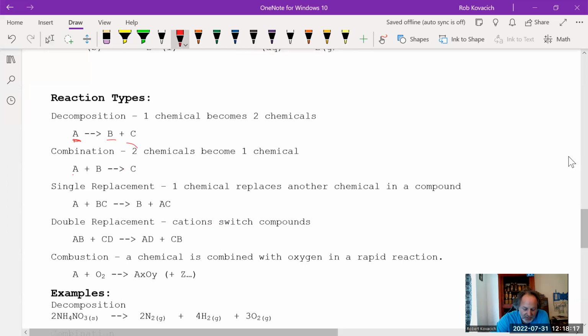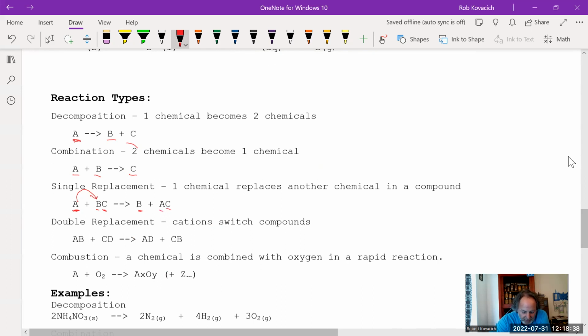A combination reaction is 2 or more things turn into one thing. A single replacement is I have something by itself, and then I've got a binary compound, a compound composed of 2 things. And the thing that's by itself replaces one of the things. And now that thing that used to be in a compound has been kicked out and it's by itself. And then I have a new binary compound.